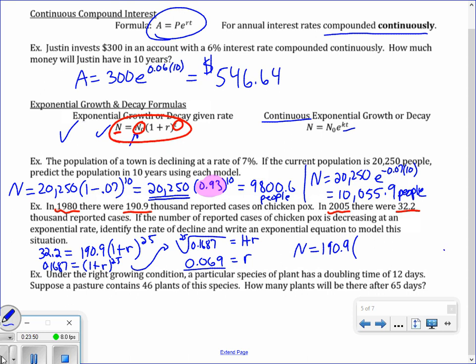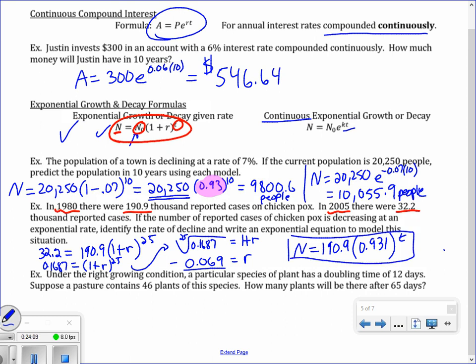Oh, I knew something was wrong. Wait a minute. This was a negative. I forgot that on my calculator. So 1 plus R would be 1 minus 0.069. So that's 0.931. And I got the T up there. So then this is my equation for what's going on with the chickenpox.